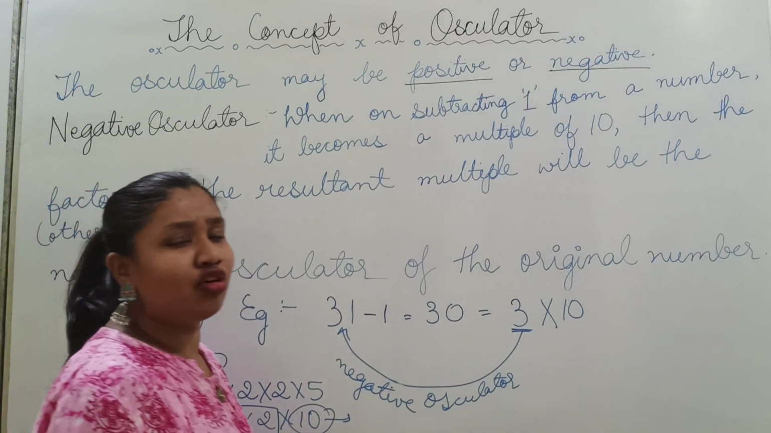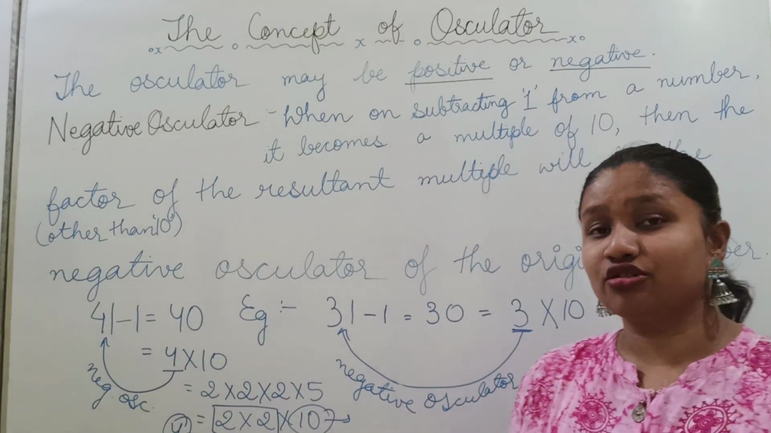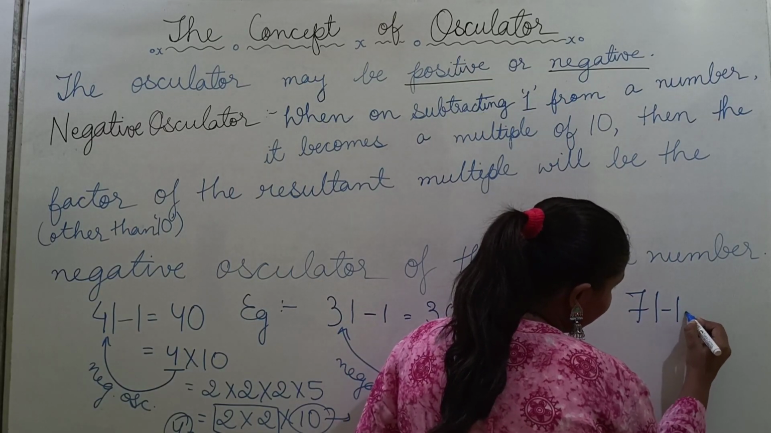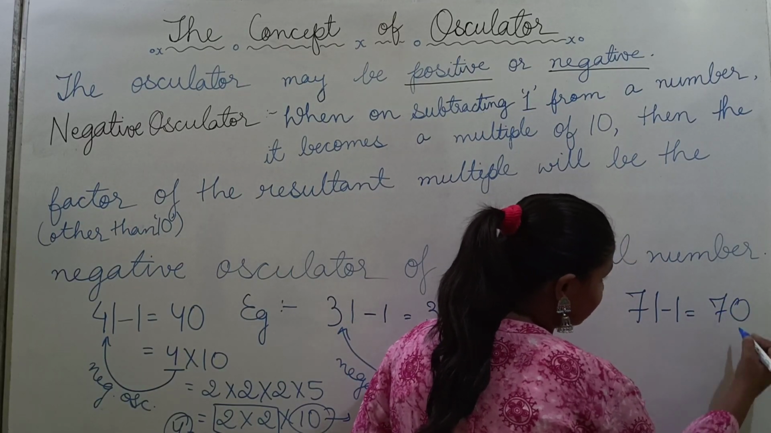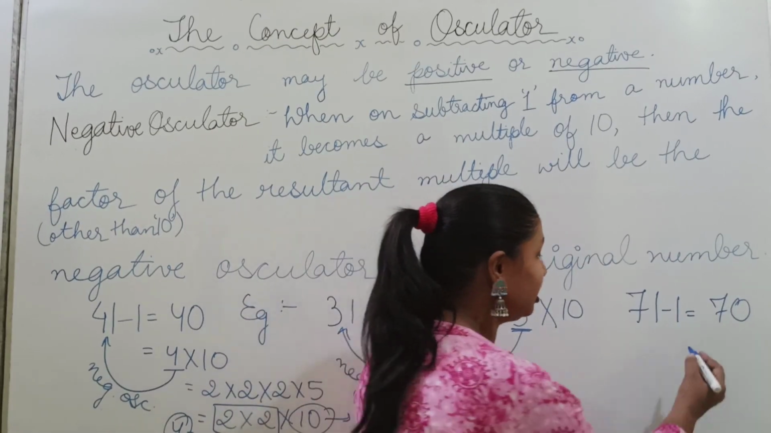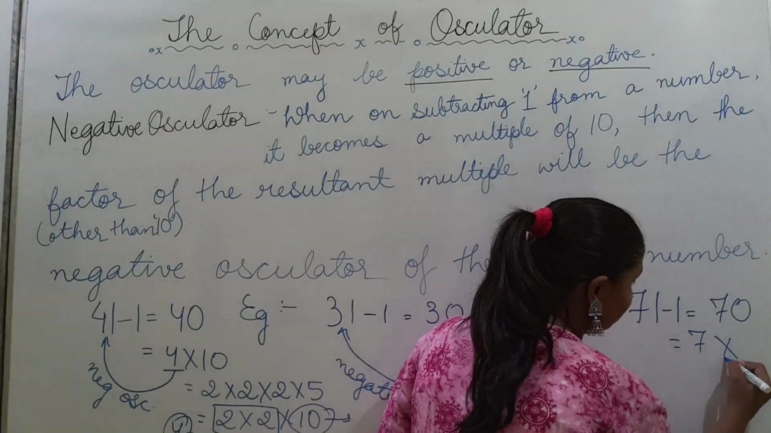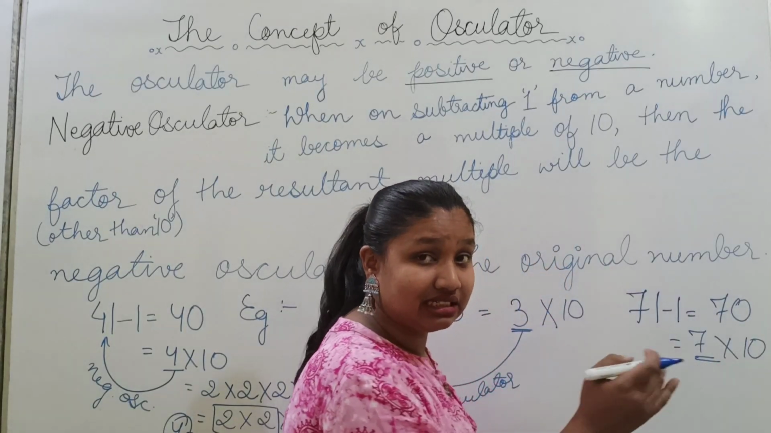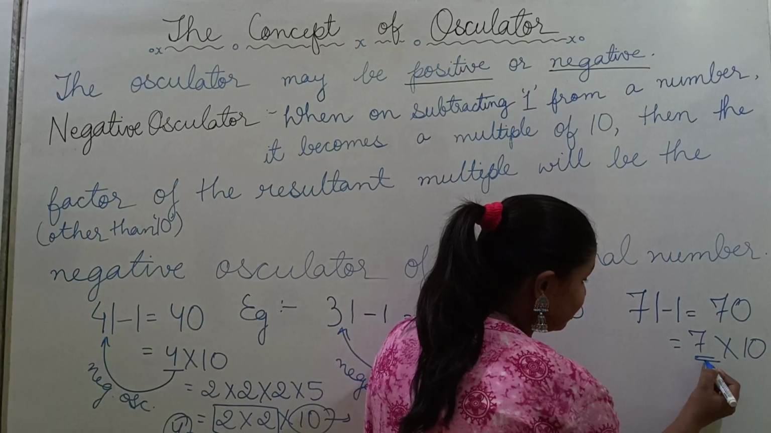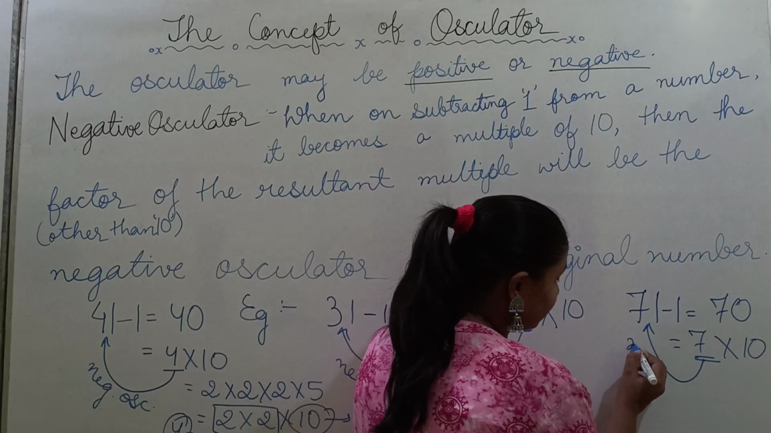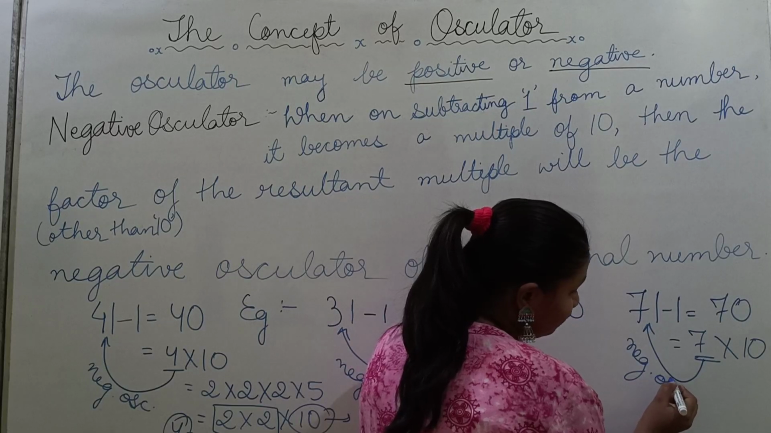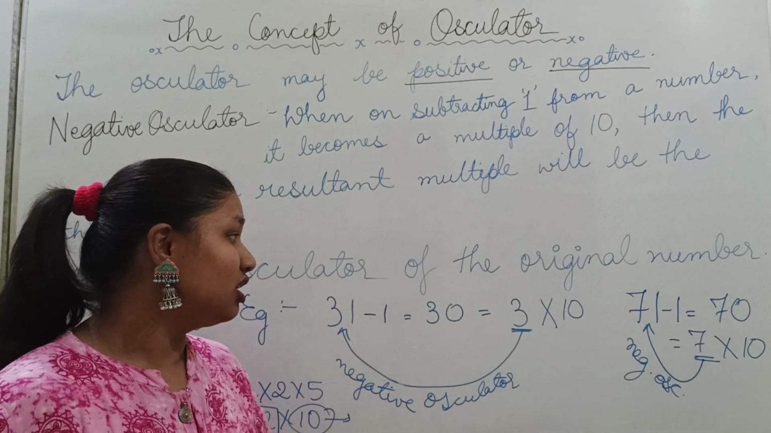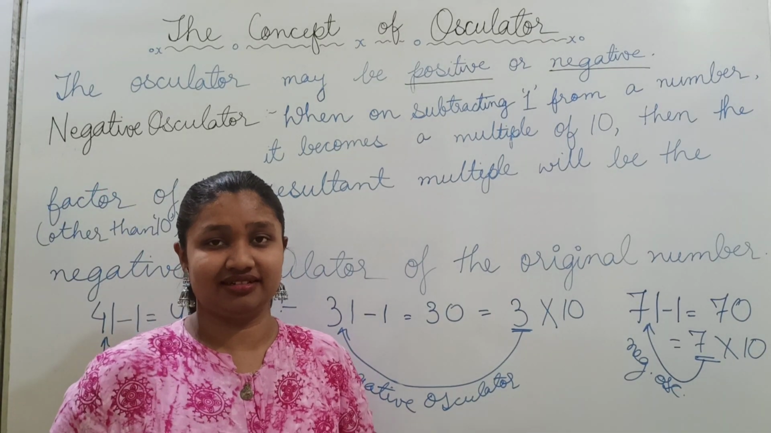Now let's see what will be the negative osculator of 71. On subtracting 1 from 71, we will get 70, right? And 70 equals 7 into 10. So the factor of 70 other than 10, which is 7, will be the negative osculator of 71. I hope you understood negative and positive osculators.